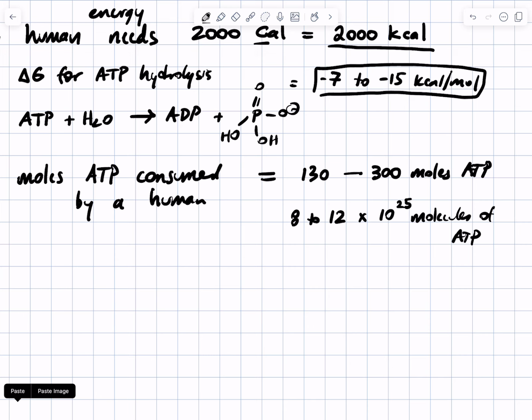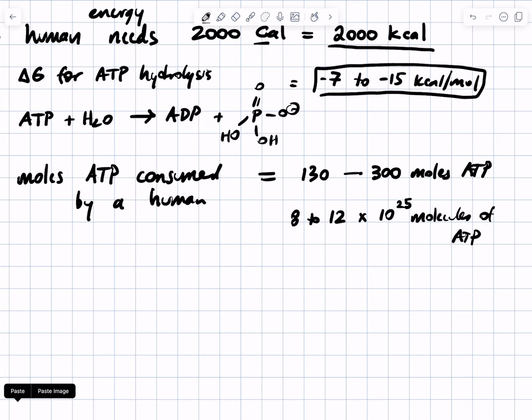Just to put that in perspective, conservative estimates of the number of grains of sand on Earth range from about 10 to the 22 to 10 to the 23. So you would need 100 to 1,000 Earth's worth of grains of sand of ATP. Does that blow your mind?